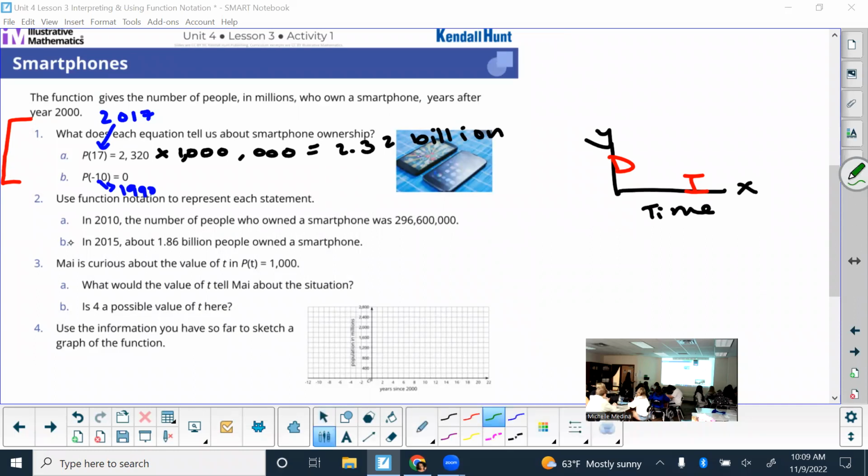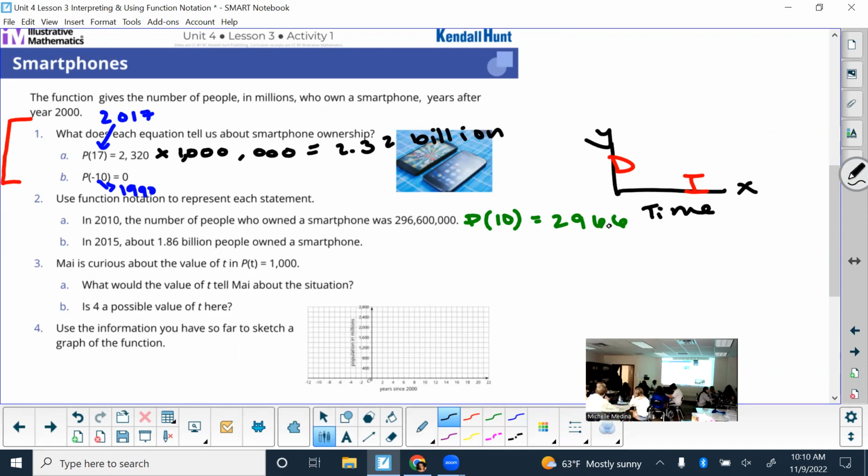Here's one answer I saw for A. They had P of 10 equals 2966. Thoughts on that? Did they get the input right? Yes, 2010 was 10 years after 2000. Any disagreements on the output? Yes, Jalen? Jalen says there should be a decimal between the 2 sixes, and she is correct. Because what should the output be represented in? In millions, is what it said.